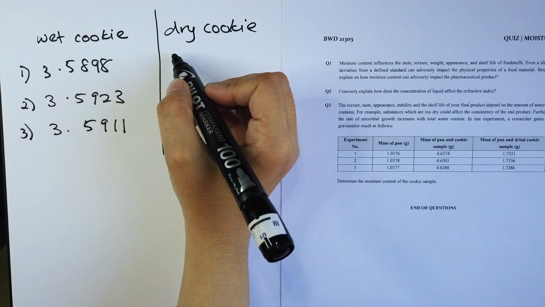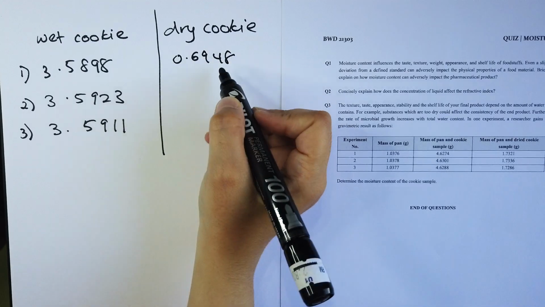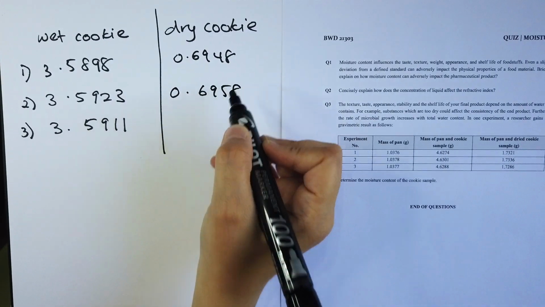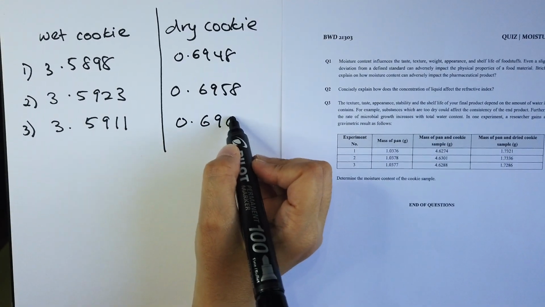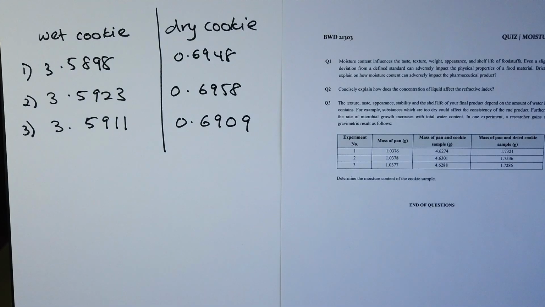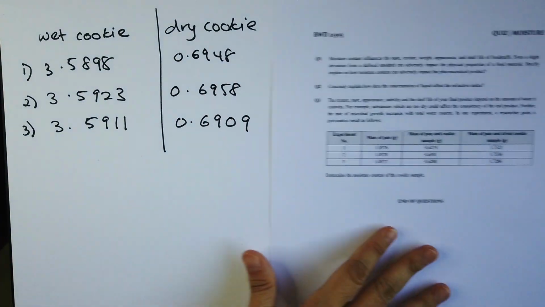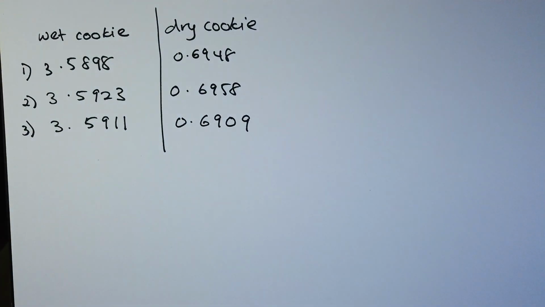The first experiment you get 0.6948. The second one you get 0.6958, and the third one you should get 0.6909. So this is the mass of the wet cookie and the dry cookie. Okay, fine. So you don't need this table anymore because it's more to the formula that you need to follow.